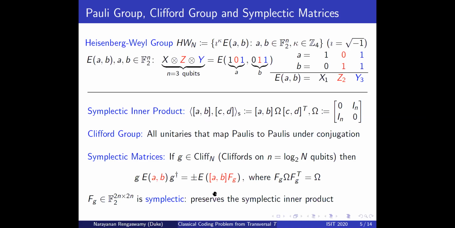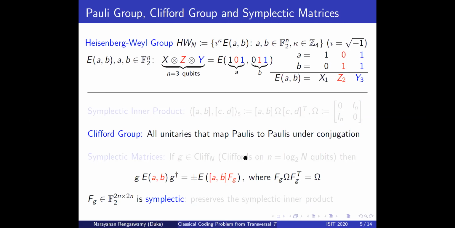And so what you need to remember here is that once you represent Pauli matrices as these binary vectors A and B, then Clifford matrices, you can just think of them as these binary symplectic matrices. While G is actually 2 to the n by 2 to the n, these symplectic matrices are just 2n by 2n and binary. So that's a big reduction in complexity.